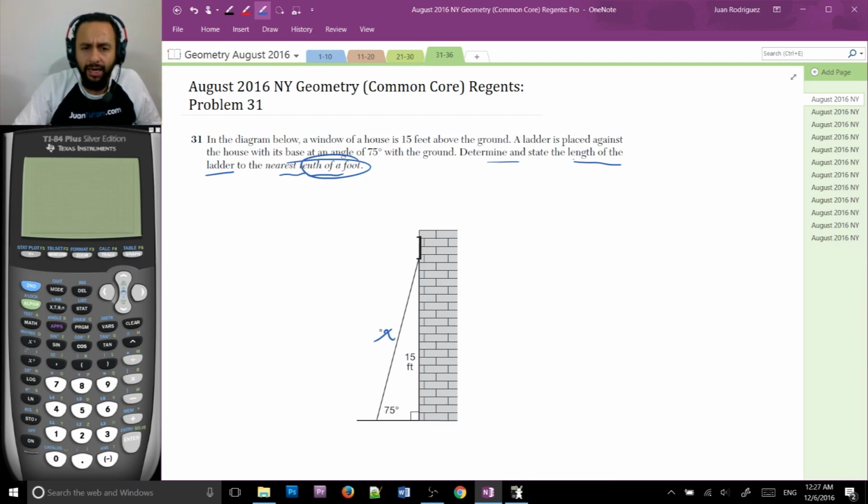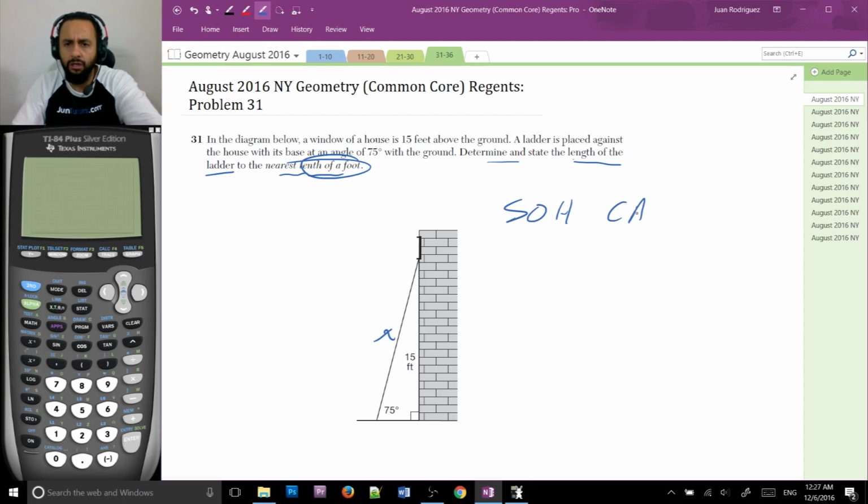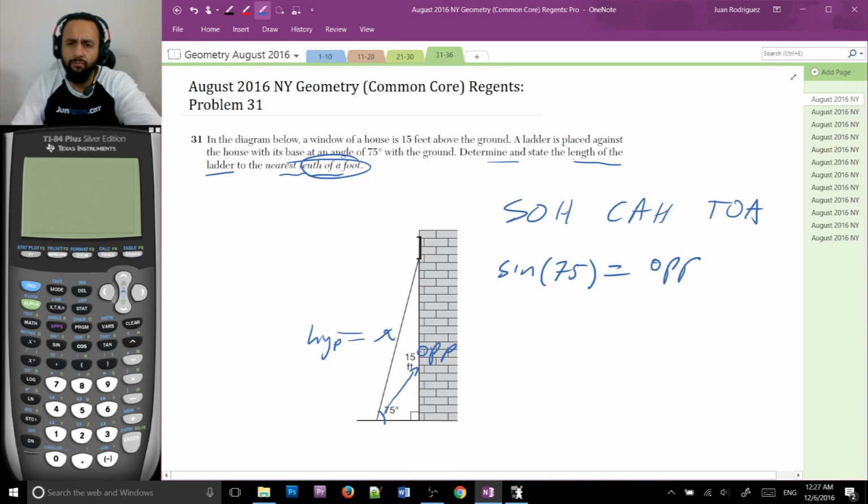So I need to get x. What sides are those relative to angle 75 in terms of SOHCAHTOA? Remember SOHCAHTOA? In terms of that, which sides are those? So the 75 degree angle is here. I go straight to the opposite side, so that's opposite, 15. And then this side is the hypotenuse, because it's the long side of the right triangle. It's opposite the right angle, so that's the hypotenuse. So I might as well use sine. So sine of 75 is equal to opposite over hypotenuse.